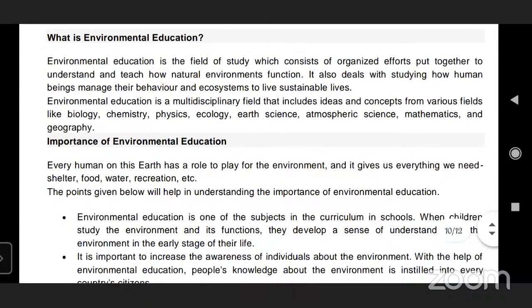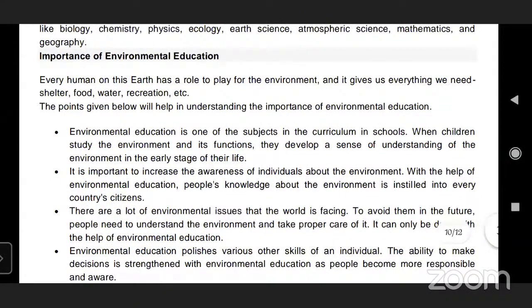The points given below help in understanding the importance of environmental education. So what are the important issues related to environmental education? The first one: environmental education is one of the subjects in the school curriculum. When children study the environment and its functions, they develop a sense of understanding of the environment in the early stage of their life.